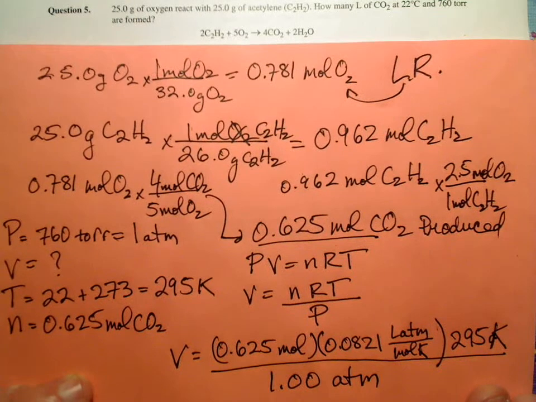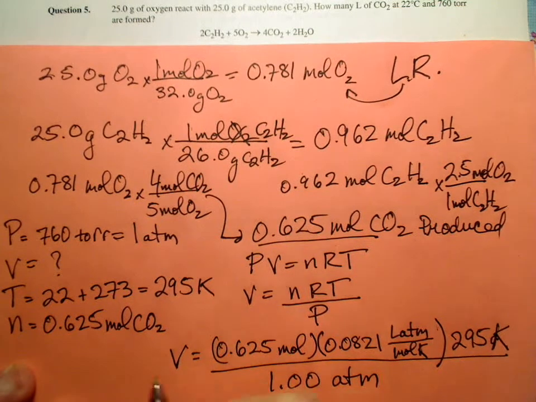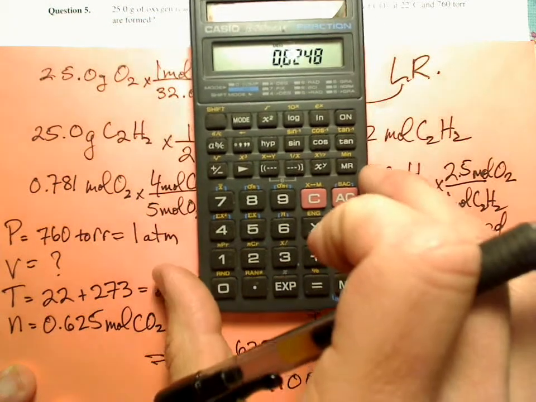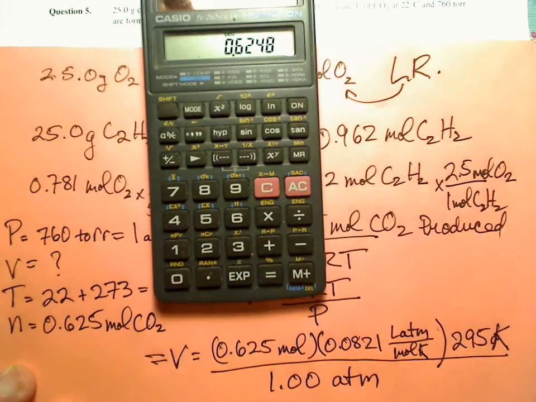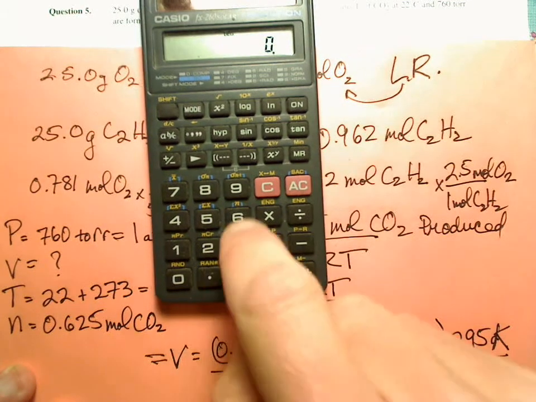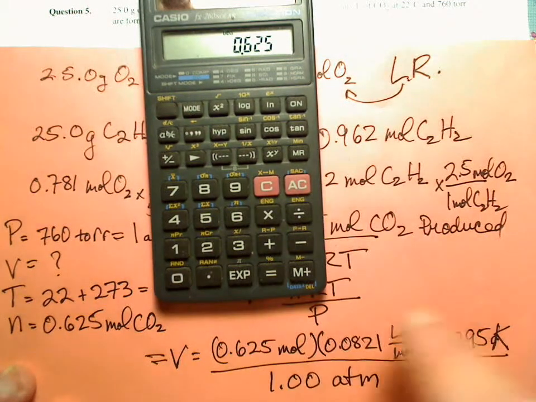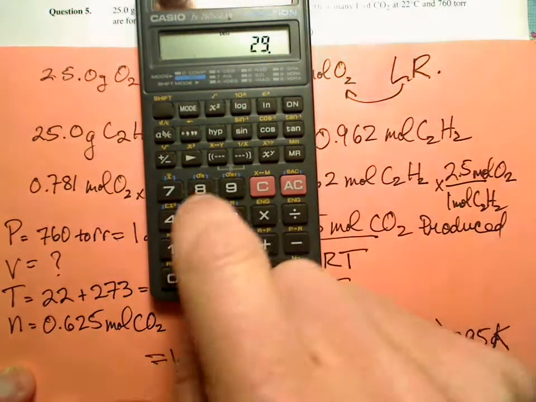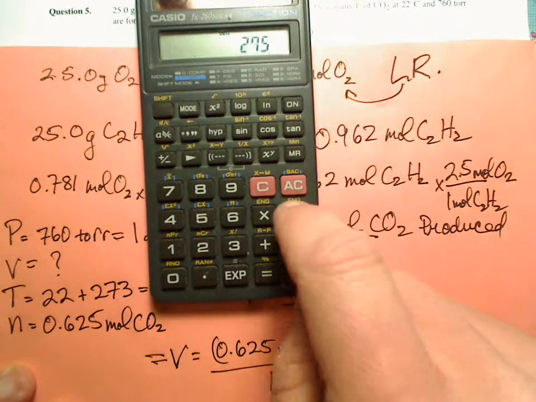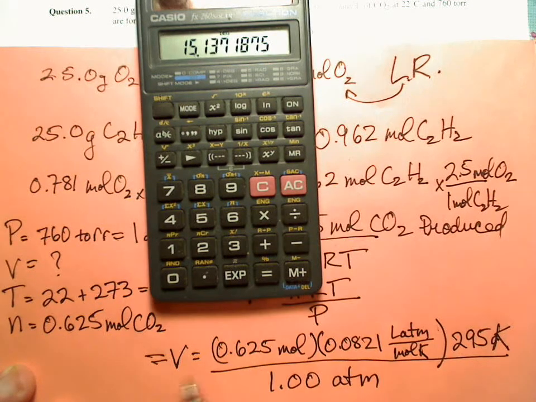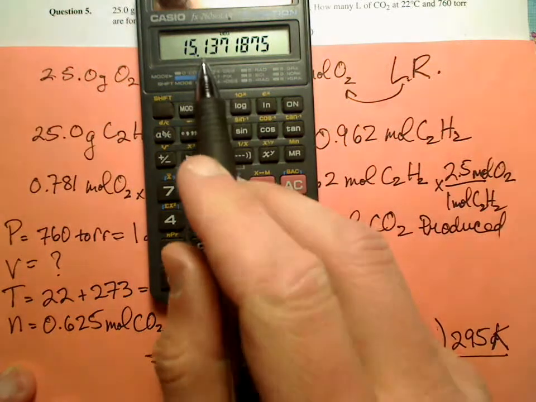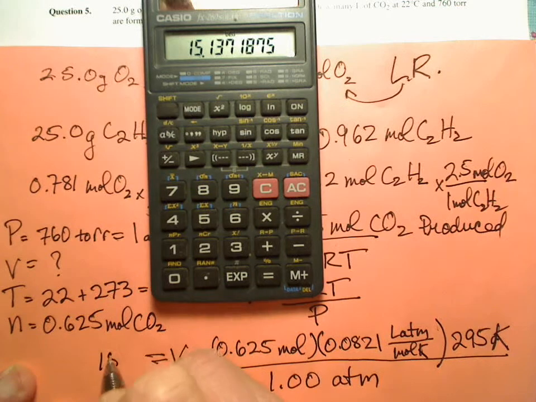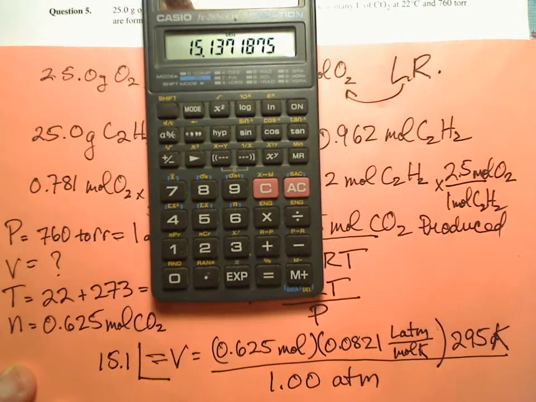And what do I get? Well, V, when we figure this whole thing out, what do we get? Well, let's sort that out. You get 0.625 times 0.0821 times 295 divided by 1, of course, no big deal, and I get 15.13, and we're good to three sig figs, so 15.1 liters.